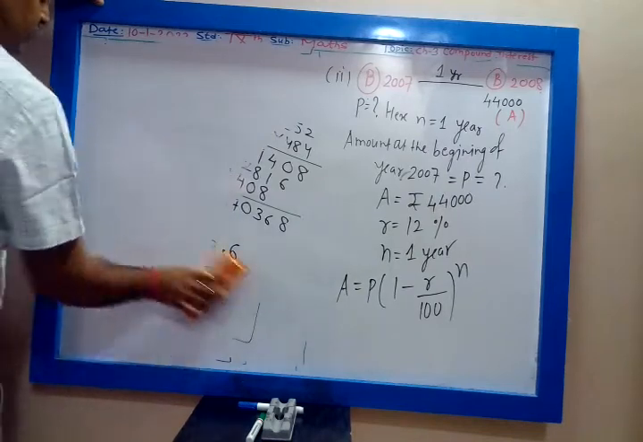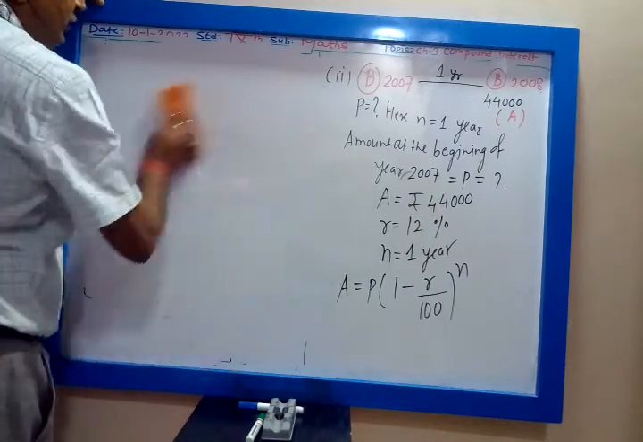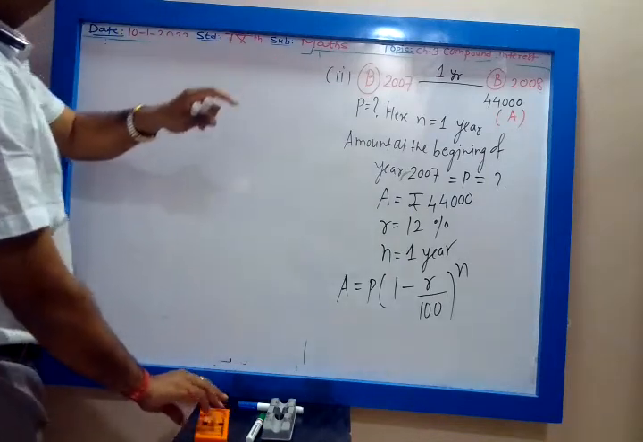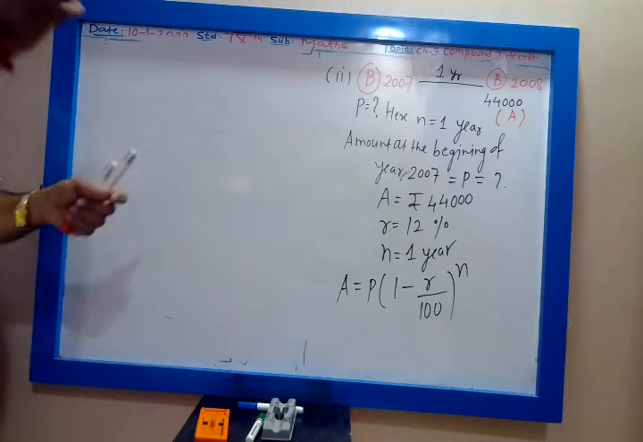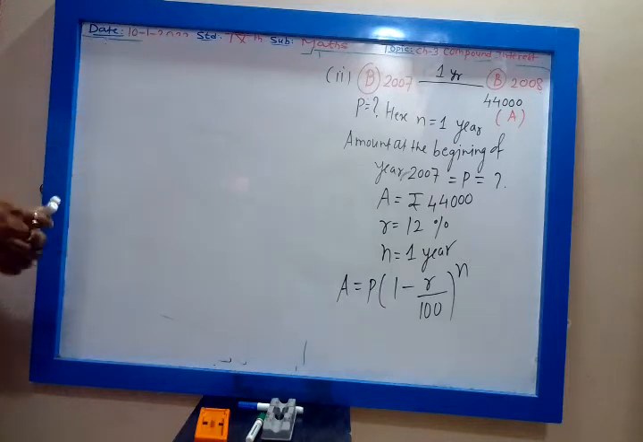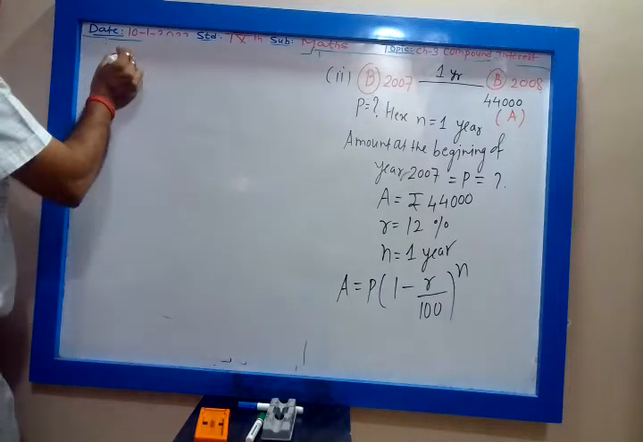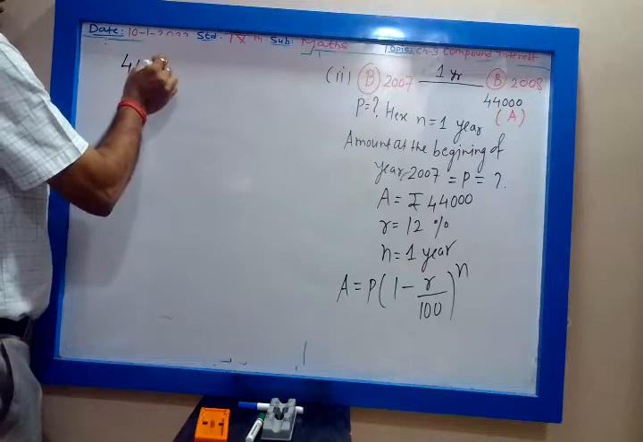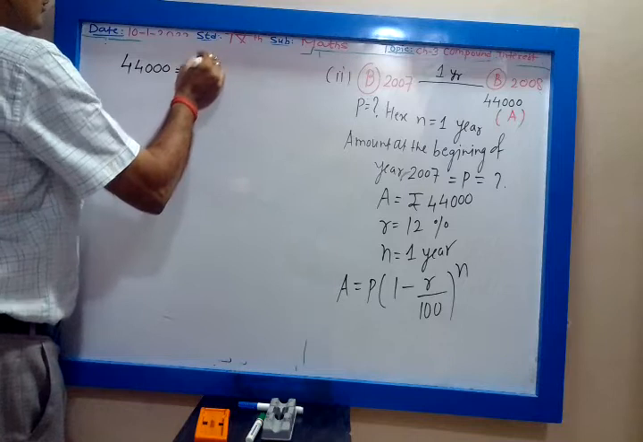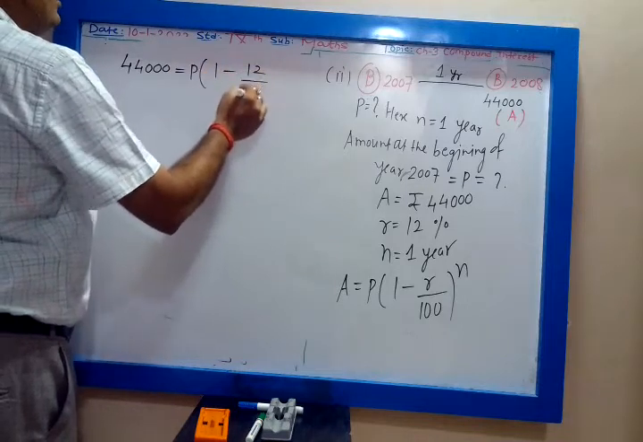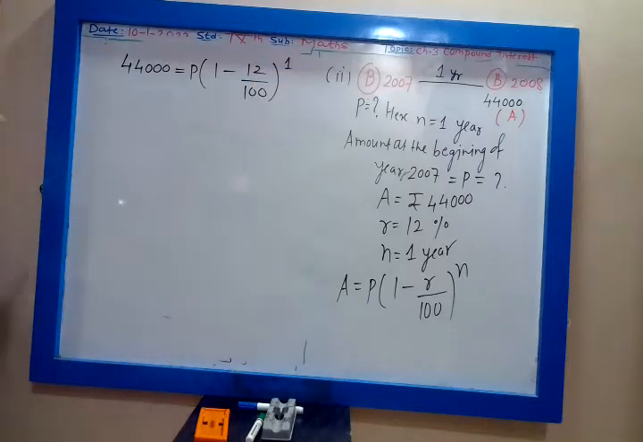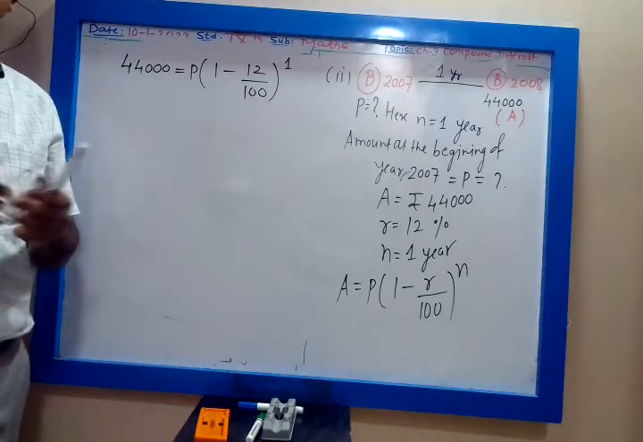A will be 44,000. For year 2009, 44,000 was my beginning amount, principal amount. But for 1 year before 2007, this 44,000 will be my accumulated amount. So A is equal to P into 1 minus R, 12 upon 100 raised to N, N is 1 year. And we write down the formula for yearly because every year it depreciates.